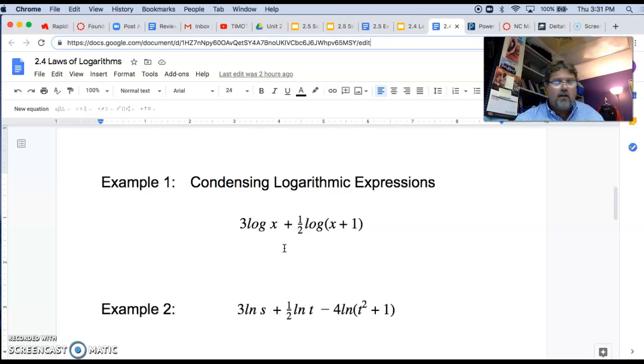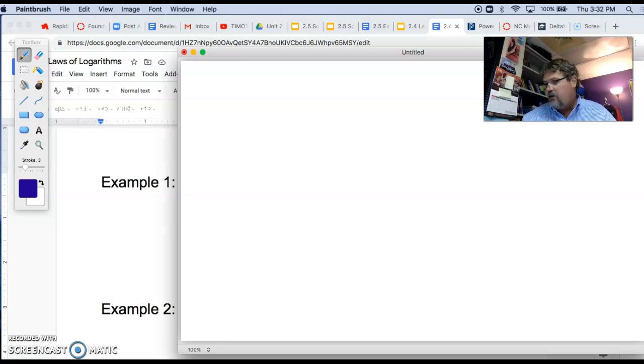Okay, so I'm going to work these out with you. I think we've got two to do here, and then we'll do two. So we're going to do two condensing, and then we'll do two expanding. And I think the ones I've chosen to do are probably maybe worse than the ones you'll get in your assignment. So if you can do these, you can do them all. All right, so let's get right to it here.